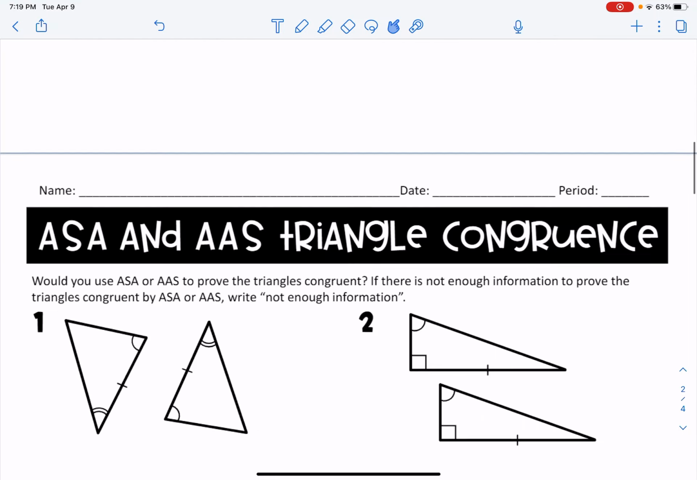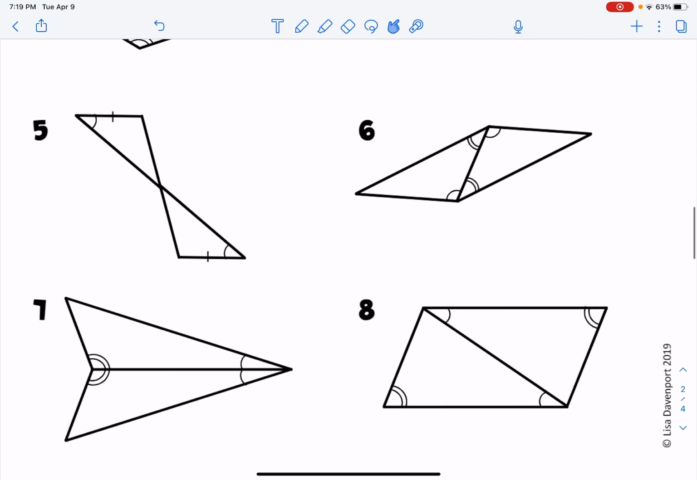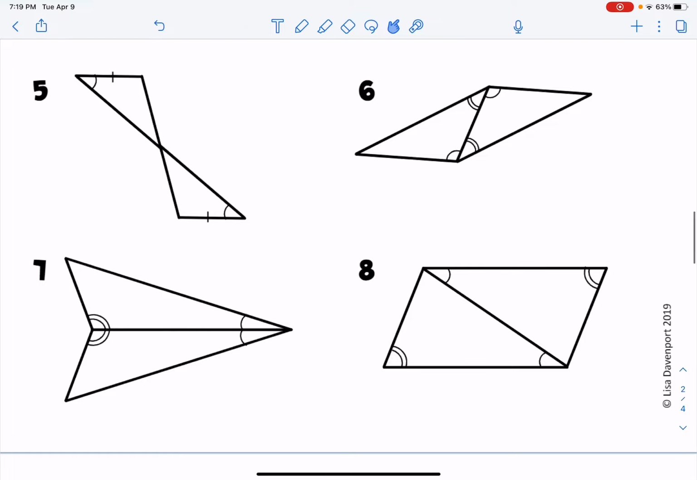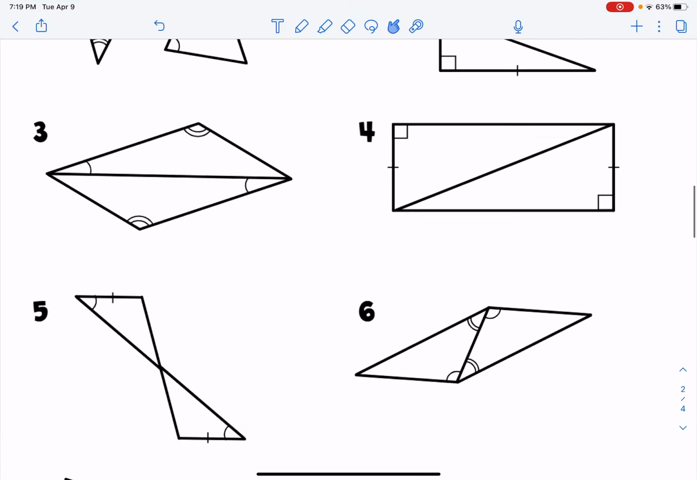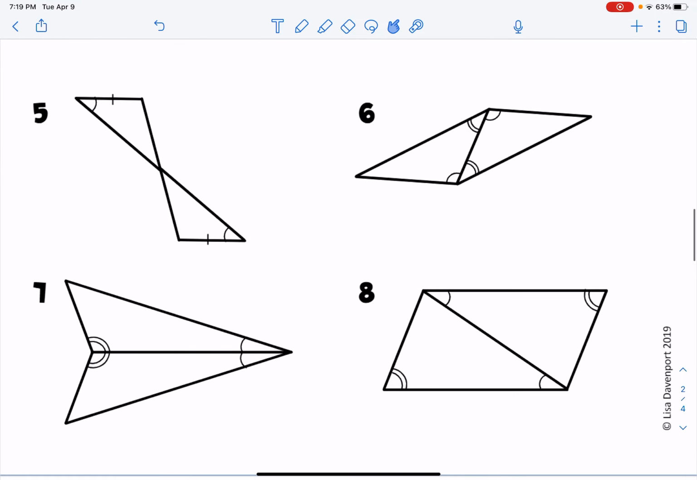Jumping to our activity, I'm going to do the harder ones. So we're going to do 6, 7, and 8 together, and then I'm going to let you do 1, 2, 3, 4, and 5 on your own.